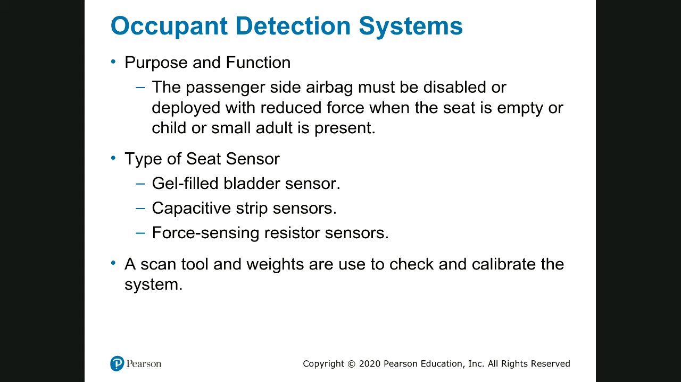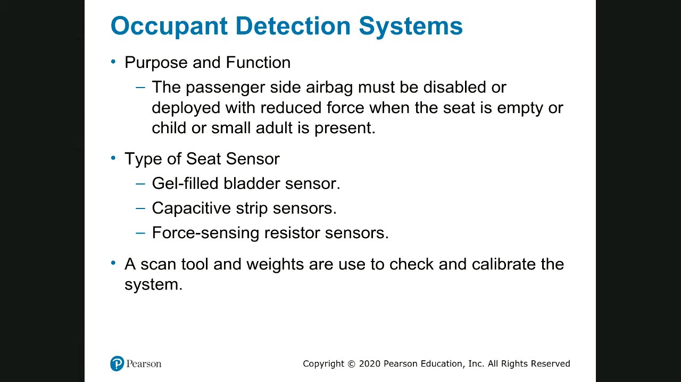So seats now have sensors in them. When you sit down, the seat lets the computer know that there's a passenger in that seat, and that passenger weighs X amount of pounds or kilograms. So be aware of that. The different sensors we have include a gel-filled bladder sensor. Whenever you sit down, that gel is displaced and it pushes against a pressure sensor, a three wire sensor. Whatever pressure is on that gel is going to be applied to the sensor, and the more pressure there is, the heavier the person is, the more the airbag can deploy.